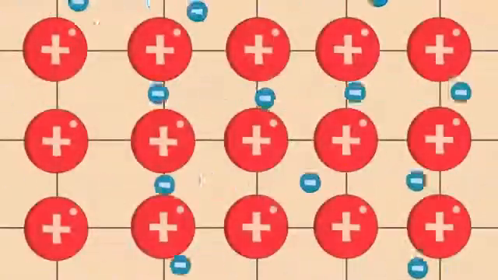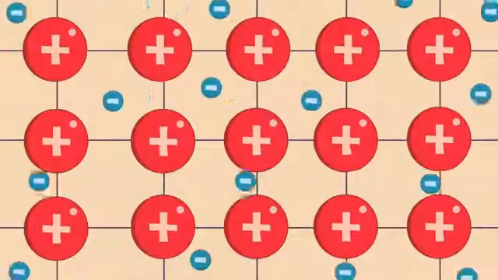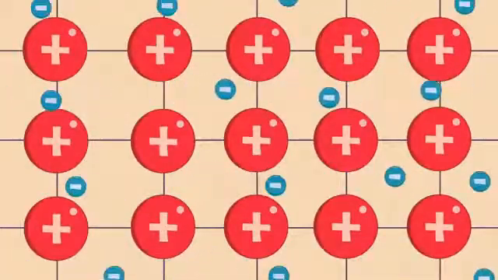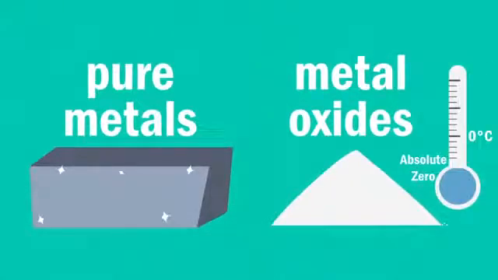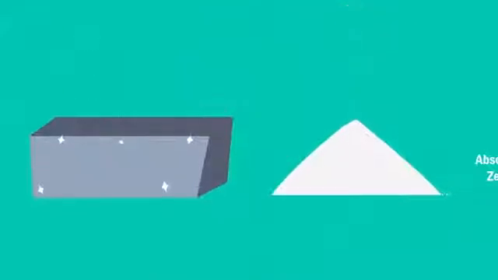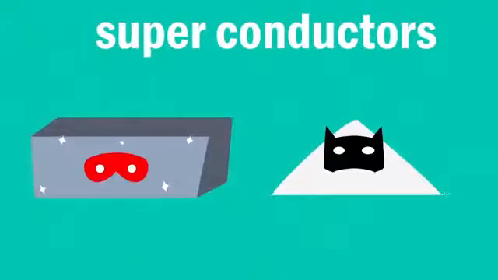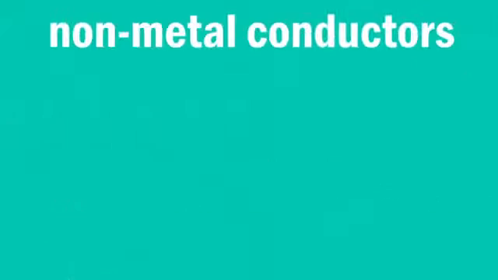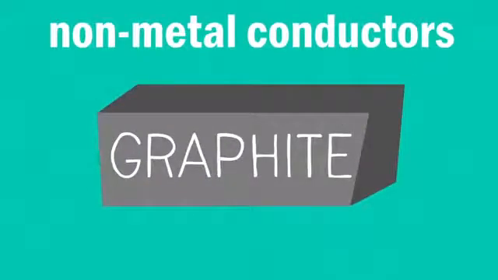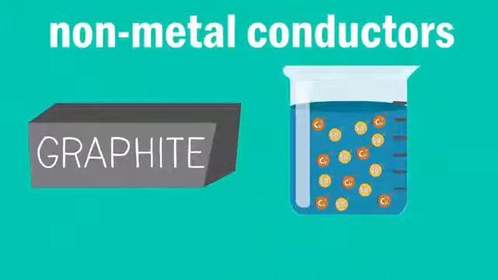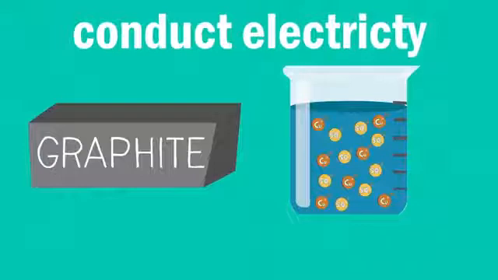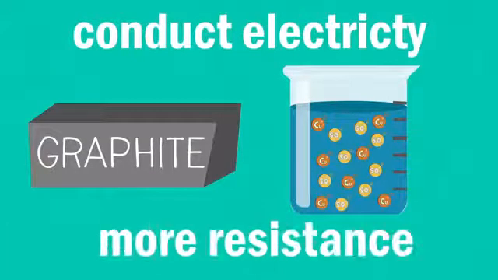Some materials offer hardly any electrical resistance to the flow of current, or the movement of these electrons. These include some pure metals and metal oxides, cooled to a few degrees above absolute zero. These are special conductors called superconductors. Some non-metal conductors like graphite, a form of pure carbon, or solutions of salts forming electrically charged ions, will conduct electricity, but these have more resistance.